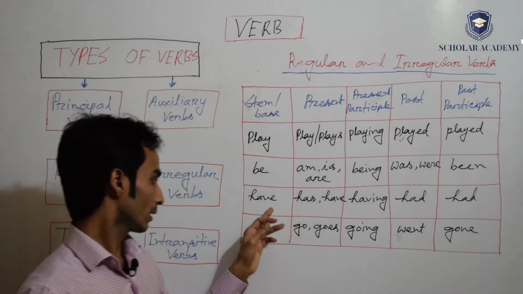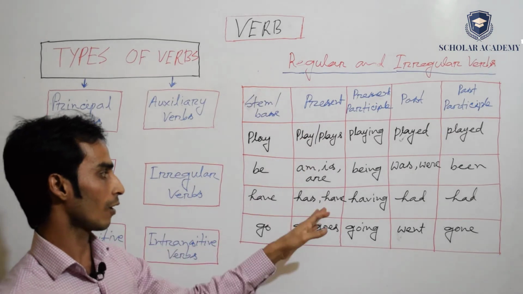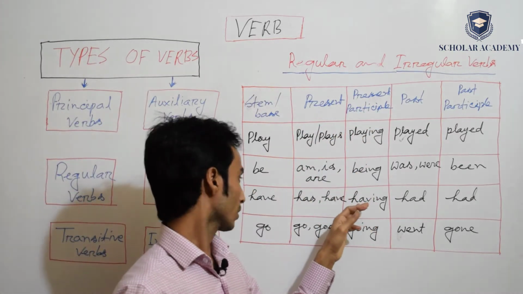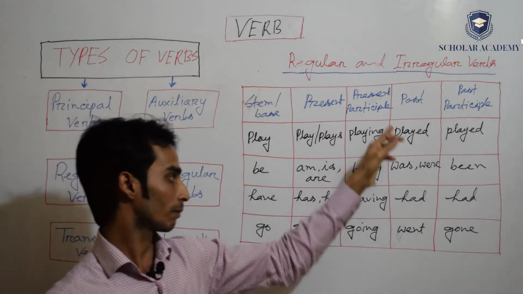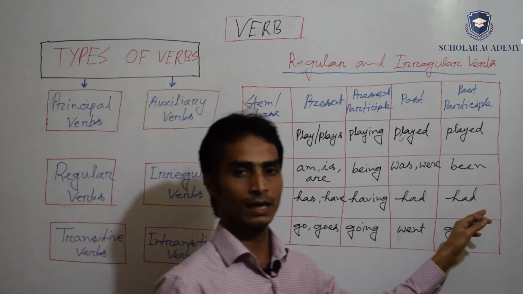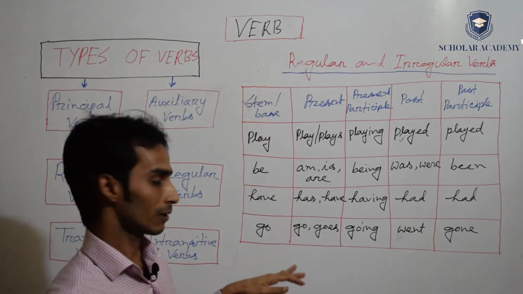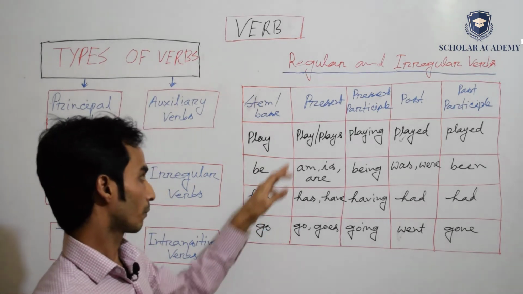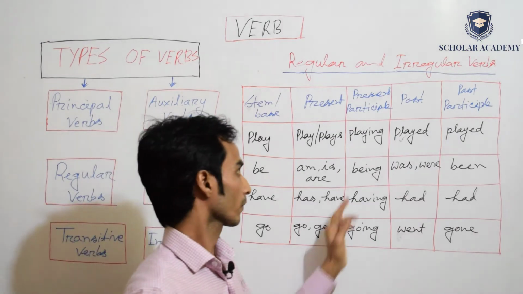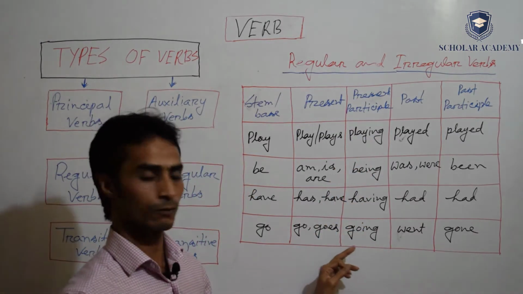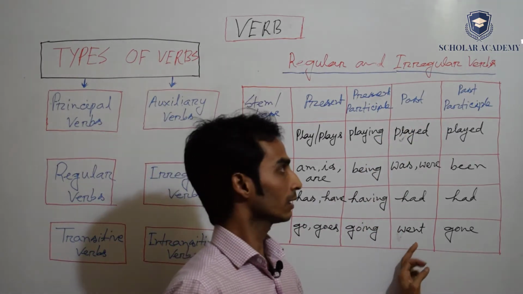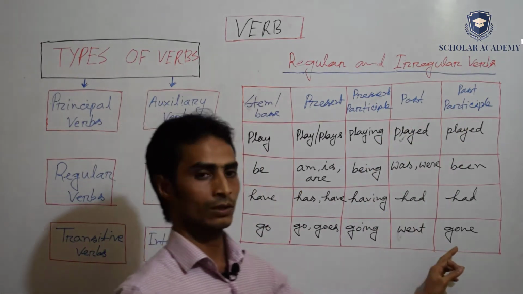Next verb is have. The present form of have is has, have. The present participle of have is having. The past form of have is had, and the past participle form of have is had. Next verb is go. The present form of go is go and goes. The present participle or ing form of go is going. The past form of go is went. The past participle form of go is gone.